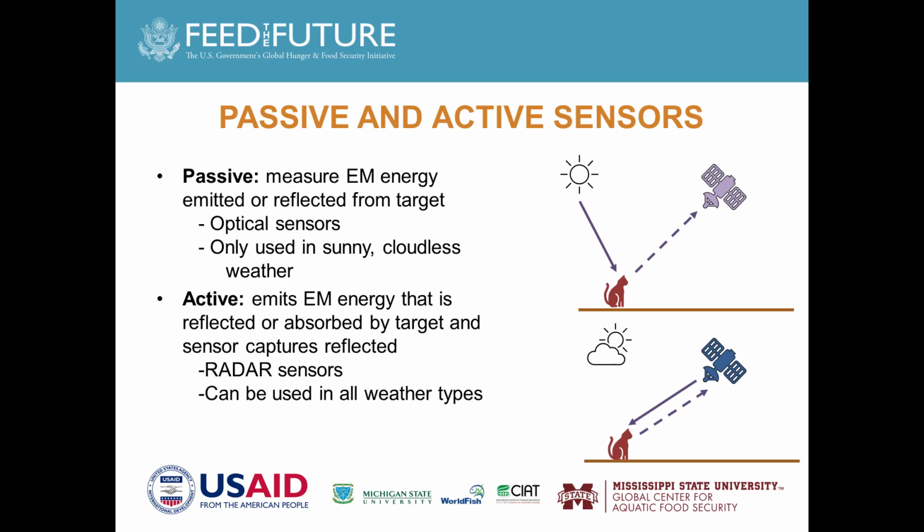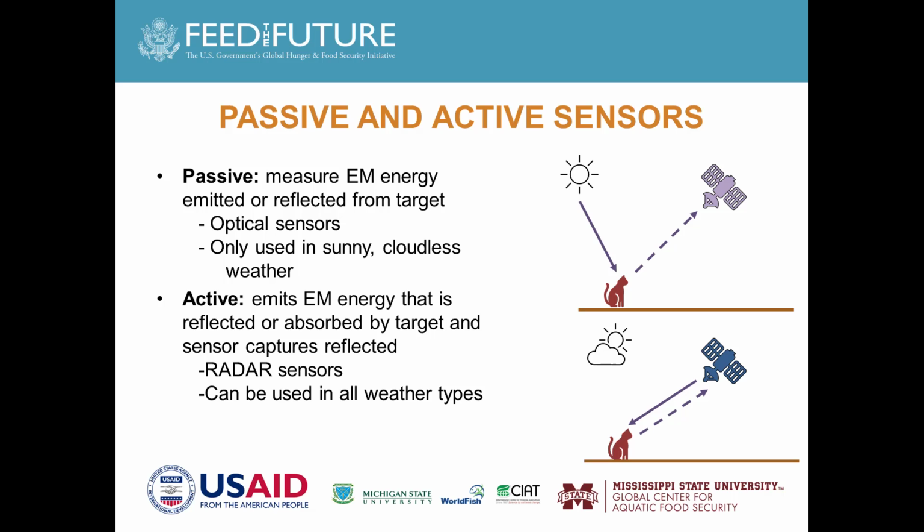So when we're talking about sensors, we also discuss how they work. And this can be broken up into two main categories, passive and active sensors. A passive sensor measures electromagnetic energy emitted or reflected from the target. So this is the top little diagram here. Only optical sensors are passive typically, and they can only be used in sunny, cloudless weather. And that is because they rely on the source to either make or reflect its own energy.